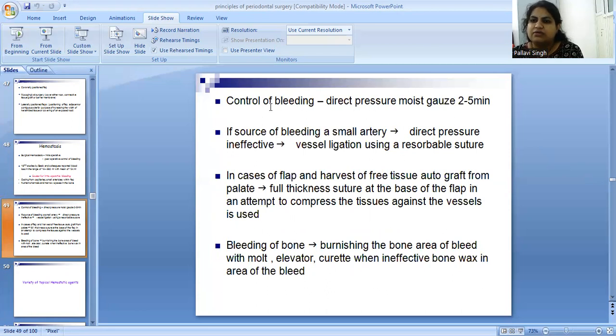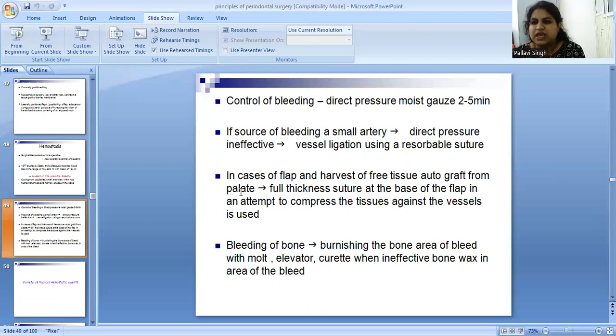You can control bleeding by placing direct pressure with moist gauze for 2 to 5 minutes. This is a local hemostatic measure. Basically, the pressure technique induces vasoconstriction in the bleeding vessels. If the source of bleeding is a small artery, direct pressure is ineffective. Then you can ligate this small artery with a resorbable suture. Resorbable suture means we don't have to remove the suture after a period of time. It will resolve on its own.